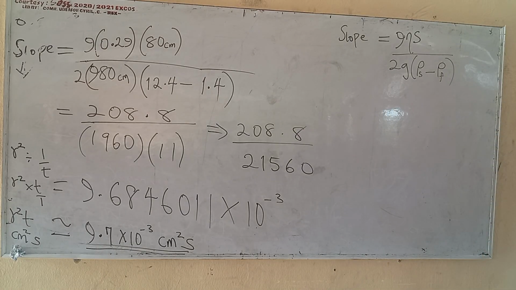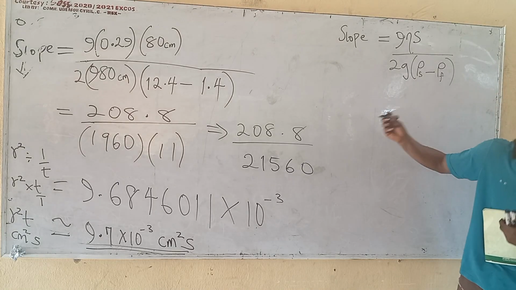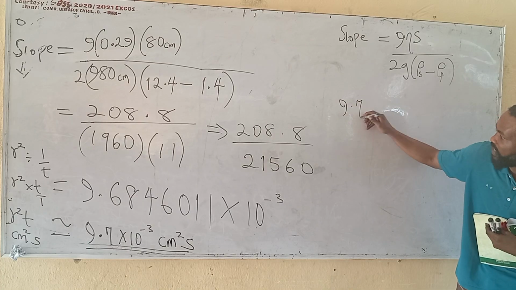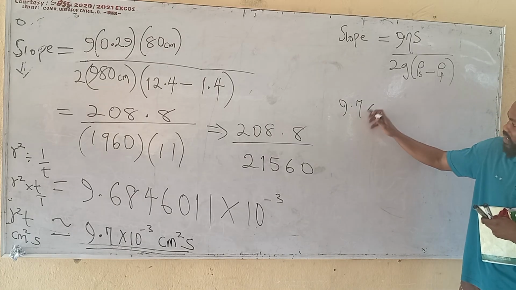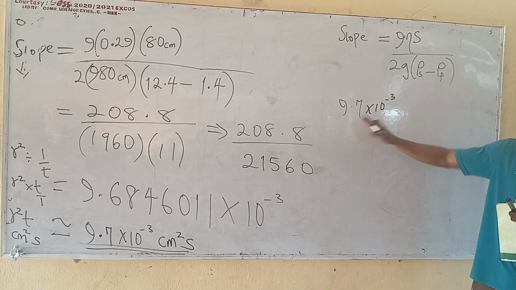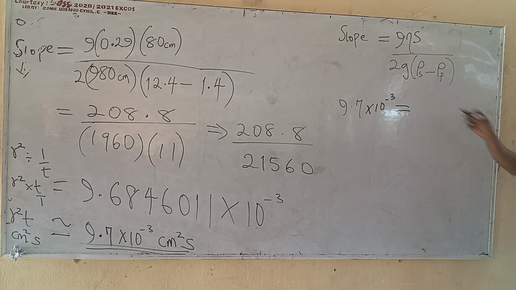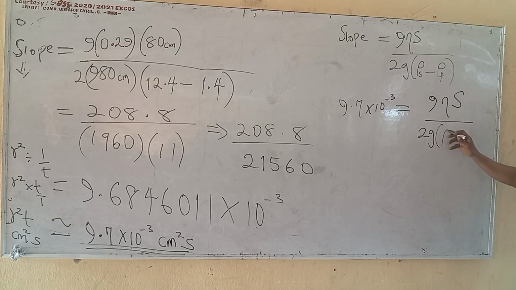Now, they are telling me to check from this the acceleration due to gravity. What that question is saying in summary, we know that acceleration due to gravity is a constant. What the question is saying is, make G subject of formula from this thing I have. Let's say you've gotten your own graph to be like 9.7, the slope of your own to be 9.7 times 10 raised to the power minus 3. The slope of your own, that it should be equals to 9 eta displacement all over 2G, rho of sphere, density of sphere, and density of fluid.